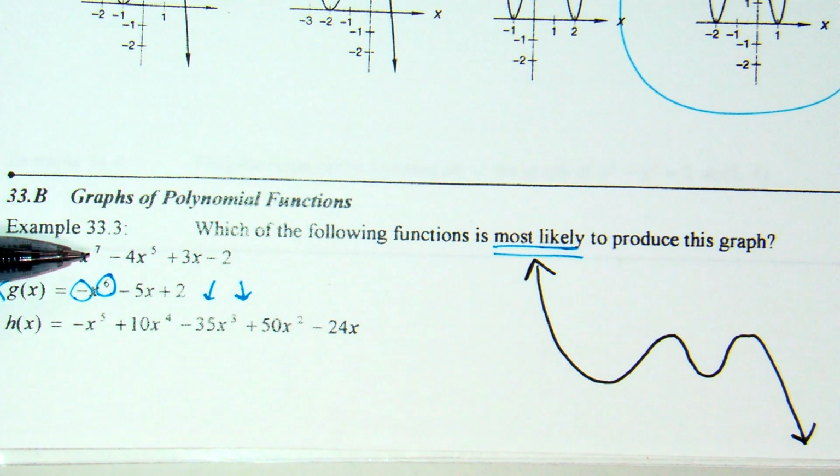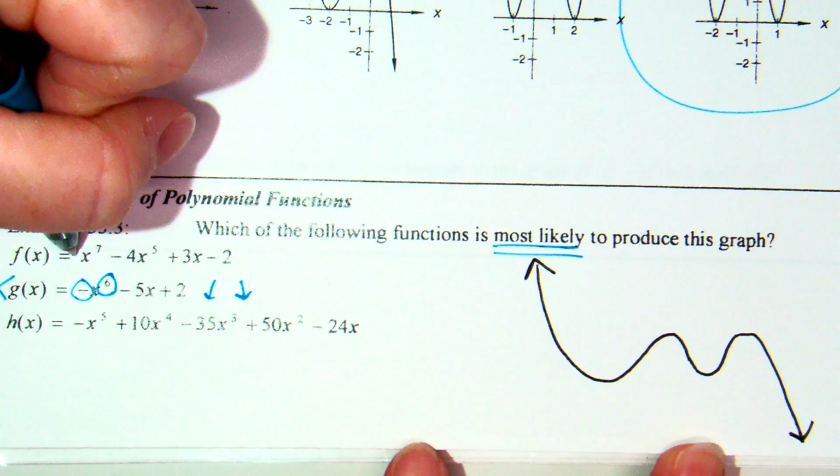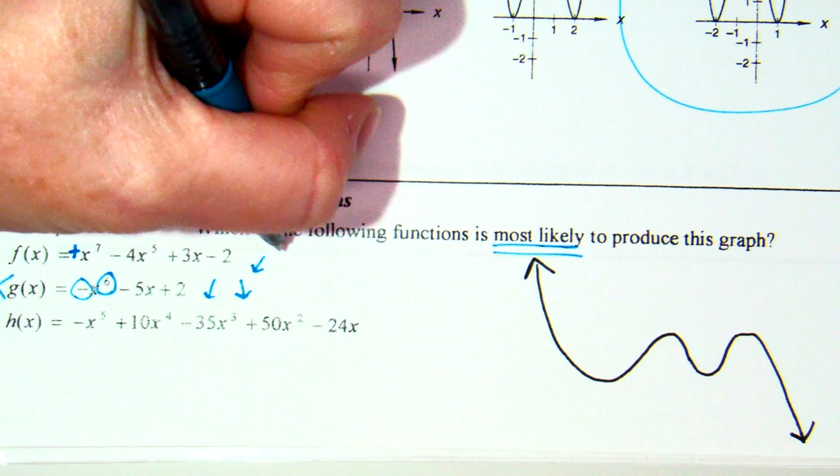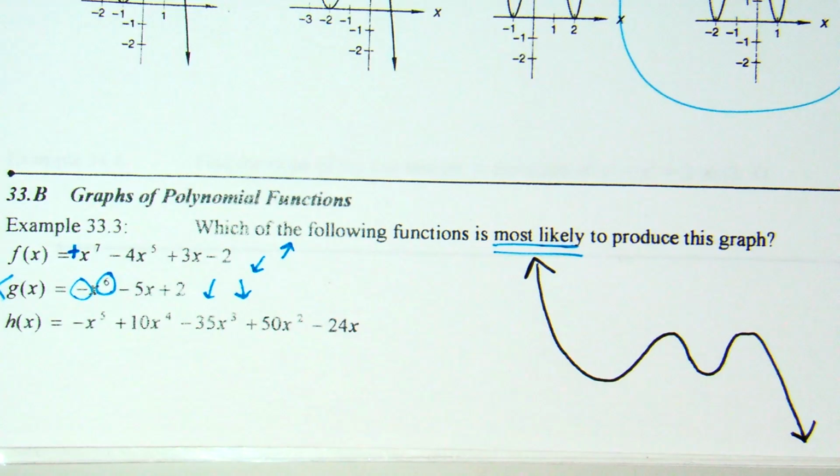Okay. So if we talk x to the 7th, that's odd, yes? So what do you know about an odd option? Odd could either be up, down, or down, up. It's opposite directions. What does a positive x to the 7th say? Like a positive x to the 3rd. It starts down and ends up. Is that what we have here? No.